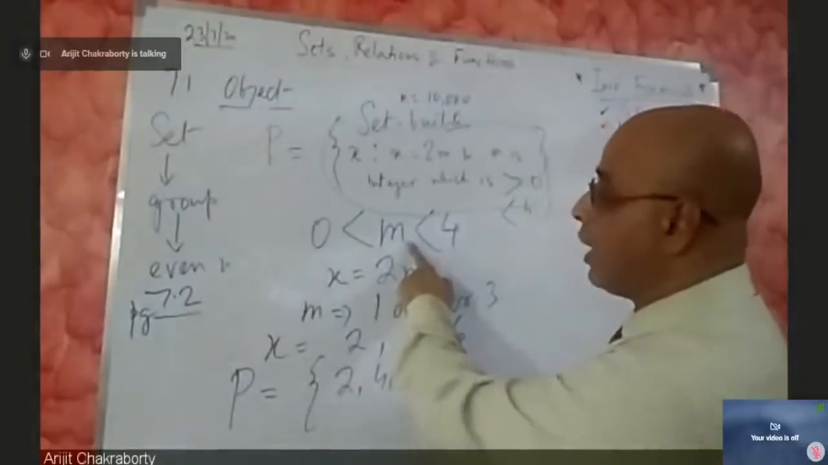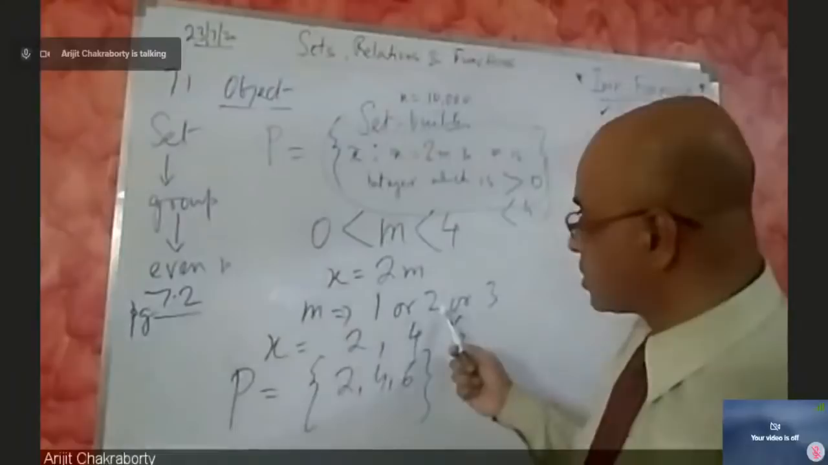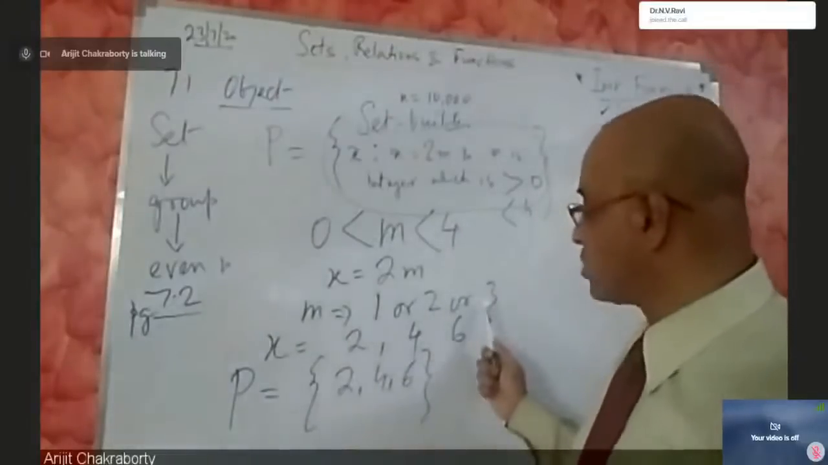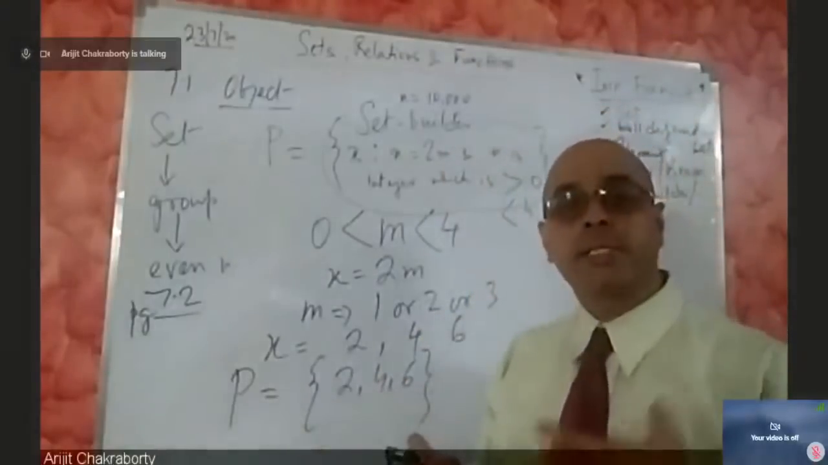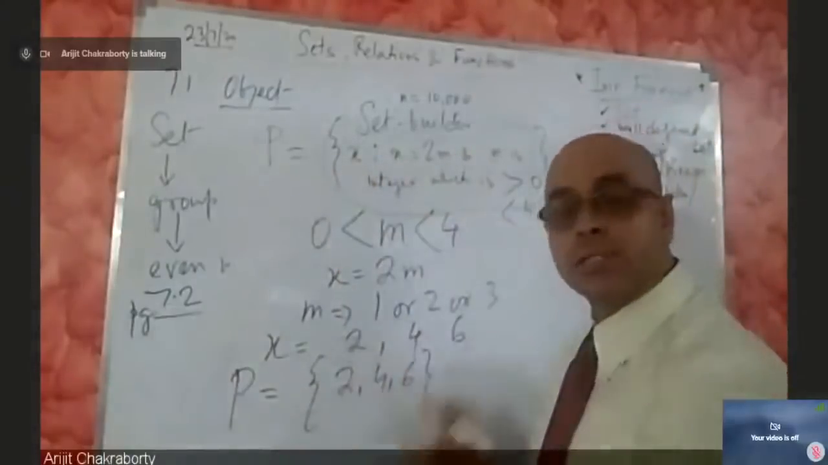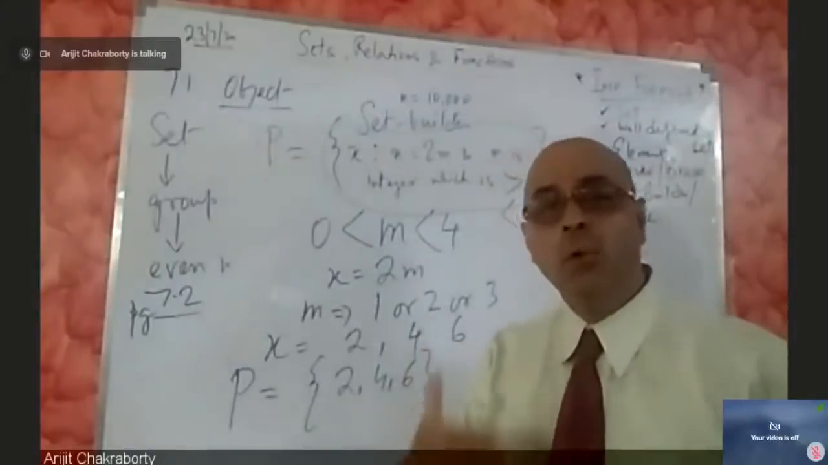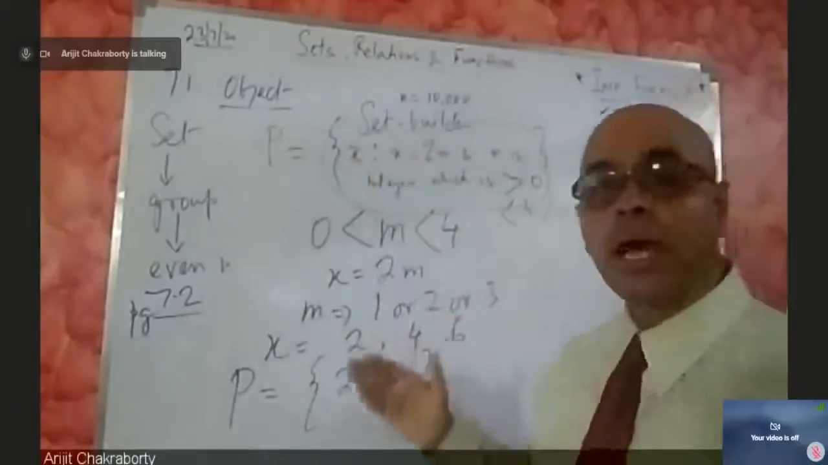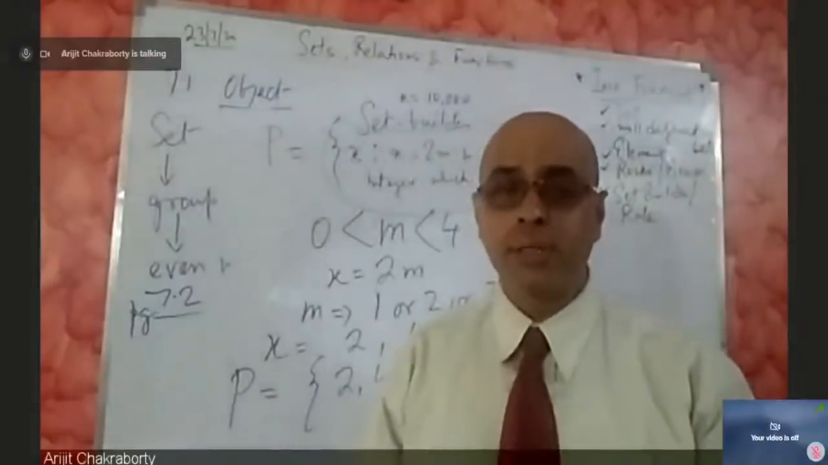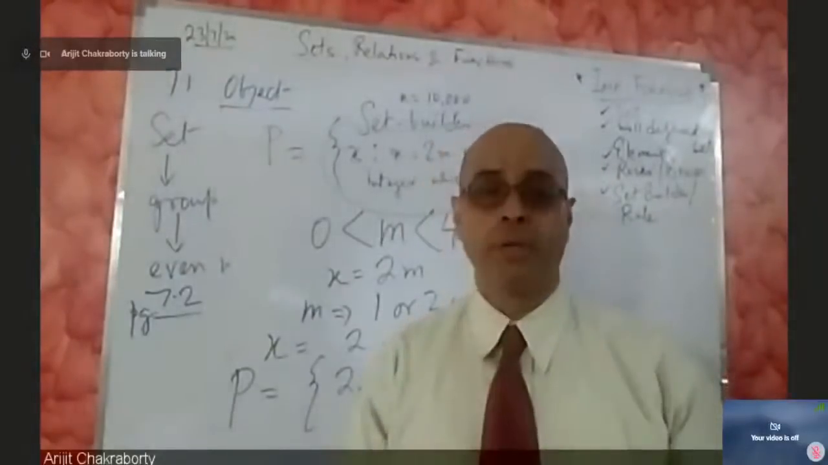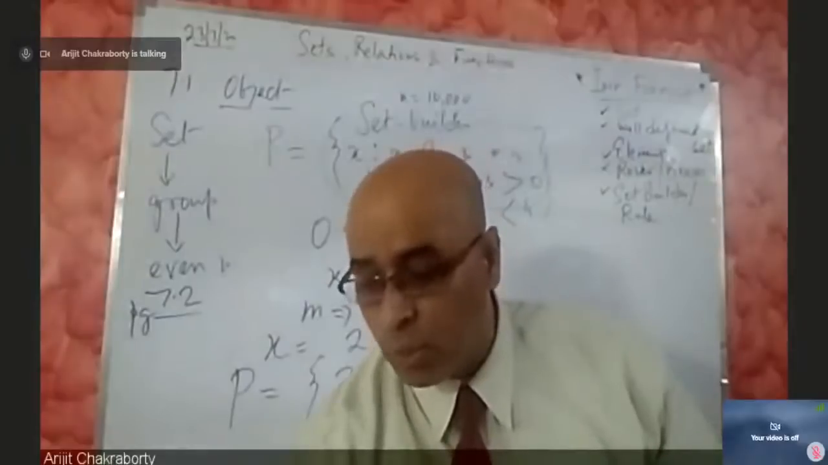Therefore, if m is 1, then 2m has to be 2. When m is 2, 2m has to be 4. And when m is 3, 2m has to be 6. And therefore, this concept is known as the set builder method. And this is the roster method or the braces method. I hope, dear students, you are clear now with the difference between the set builder method and the roster method. In set builder, please note, it is also known as the rule method or the algebraic form because we are using algebraic symbols.